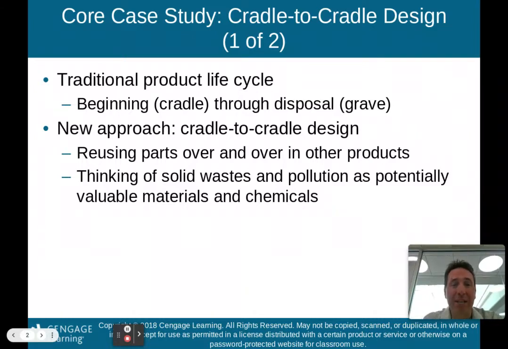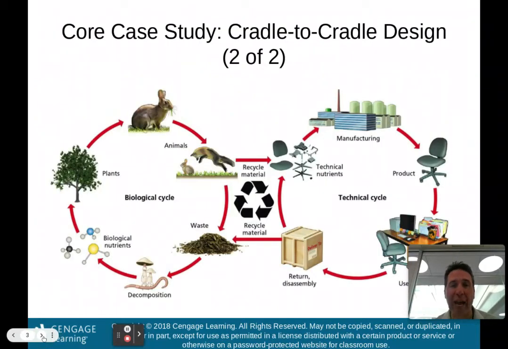And what does that mean? Well, that means reusing parts over and over again in other products, or thinking of solid waste and pollution as potentially valuable materials and chemicals. So the idea here is to not create a product and then just put it in the garbage. The idea here is to create a product and then use that product over and over again in different industries to make different products, et cetera, et cetera. And that's a lot of what we're going to talk about in this chapter. So you'll notice here, this is the cradle-to-cradle design. And again, manufacturing, the aim is to make all products reusable.